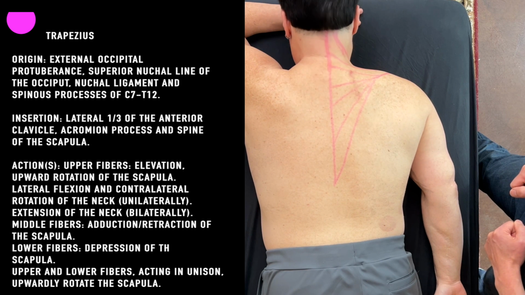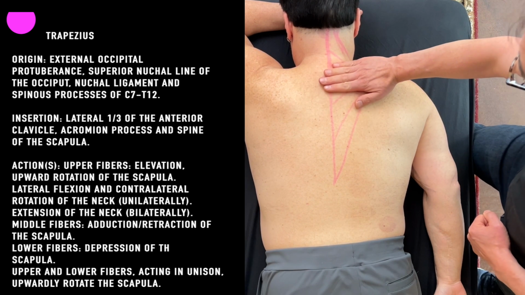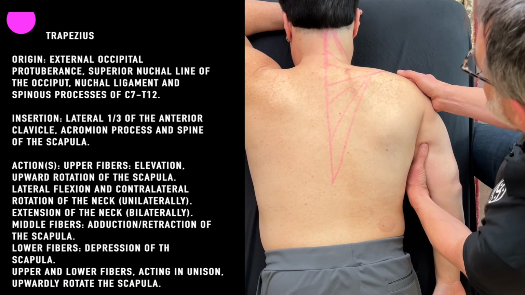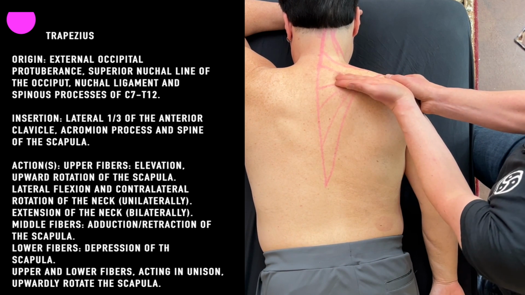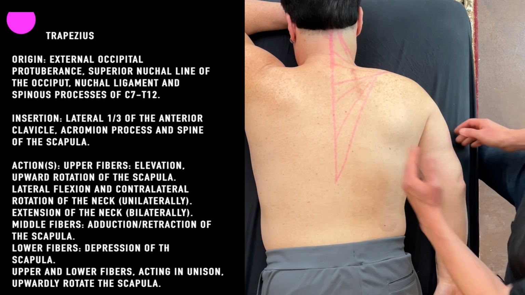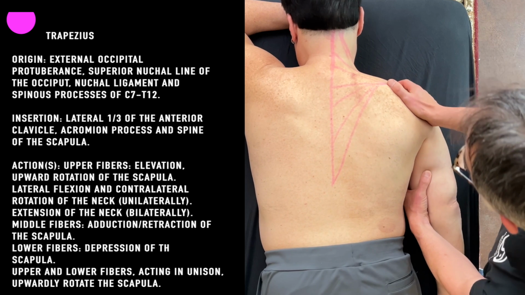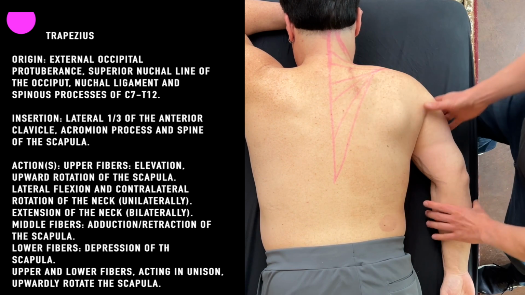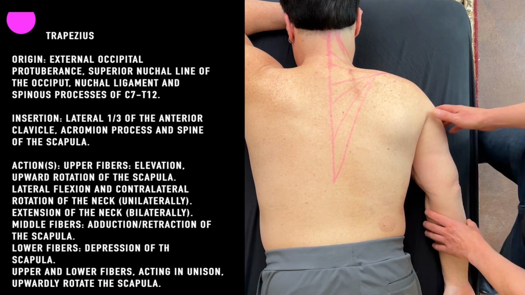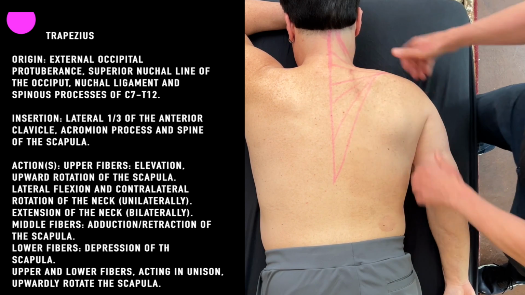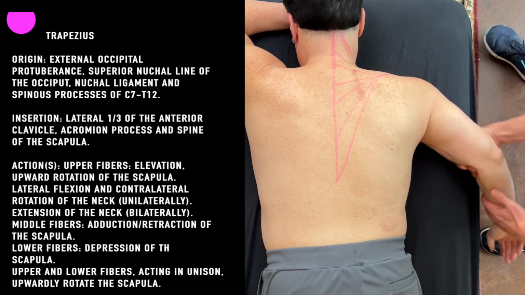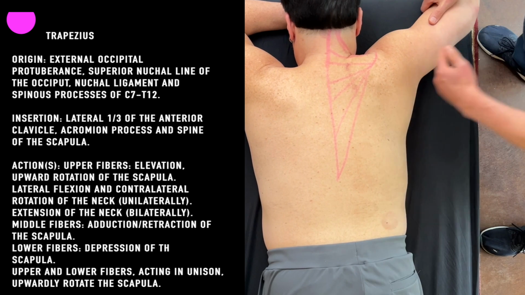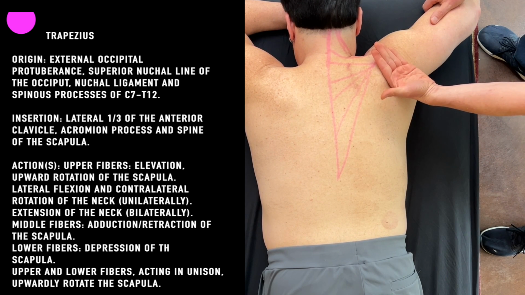Perfect. Thank you. The middle fibers of the trapezius will adduct or retract the scapula. The lower fibers will depress the scapula. When acting alone, the upper and lower fibers will create elevation or depression. However, if they act together, it will actually swing the shoulder girdle into an upward rotation.